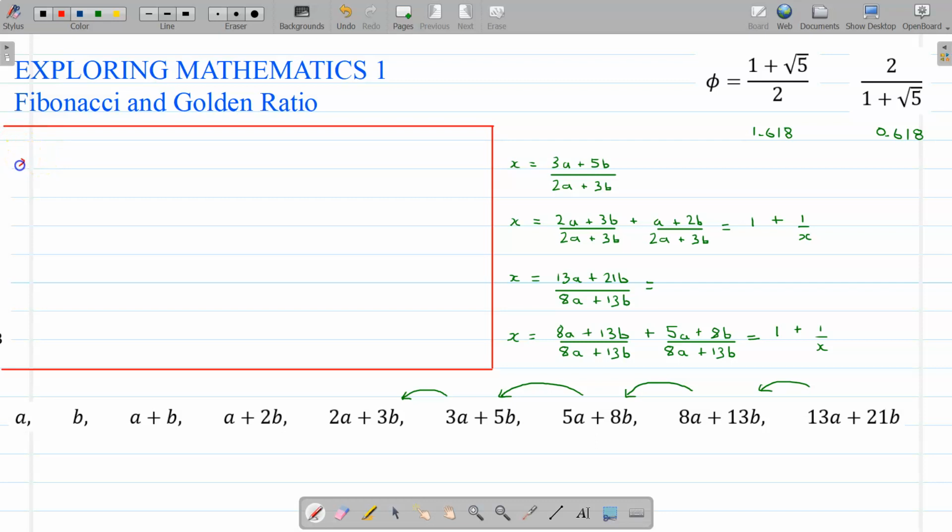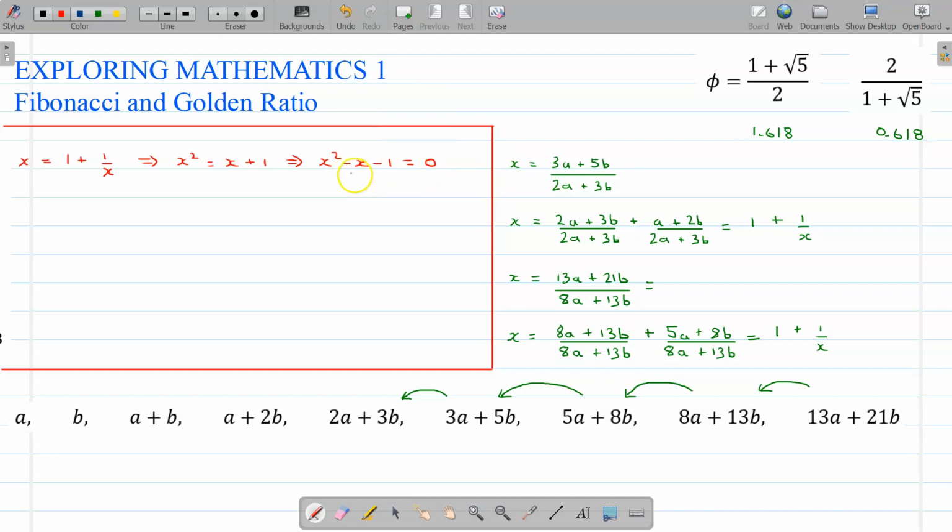Okay, now I'll go through this fairly quickly and teach you something about solving a quadratic equation. X equals 1 plus 1 over x. Multiply both sides of the equation by x, and you get this. X squared equals x plus 1. Okay, subtract from both sides x and 1, so you get x squared minus x minus 1 equals 0. There is a quadratic equation.